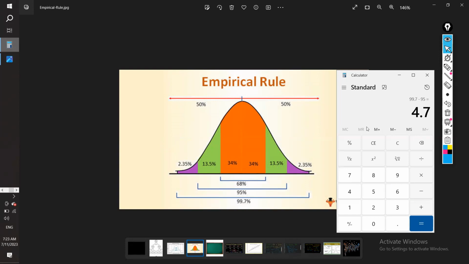This violet color will be 4.7, and each side how much you will get? If you divide by 2, you will get 2.35. Agree? That means this is 2.35, this is 2.35. Fine. But if you add now everything, this whole thing will be 99.7.